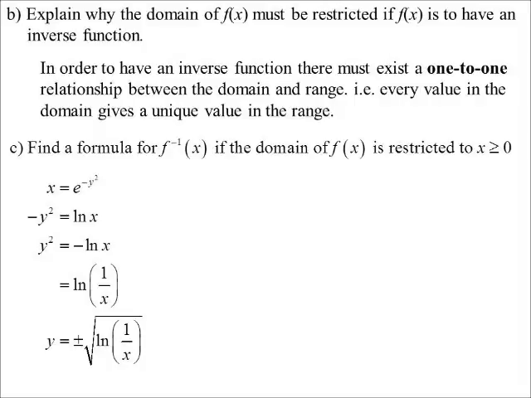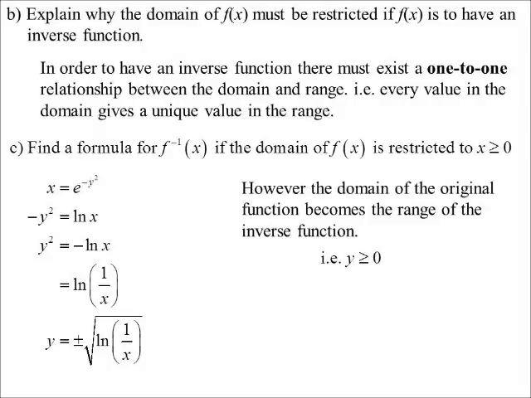But we have restricted our domain to be x is greater than or equal to 0, which means the range of the new function will be y is greater than or equal to 0. Therefore, which one do I take? Positive or negative square root? Right, because the range has to be y is greater than or equal to 0. So our particular inverse function will be the square root of log of 1 on x.